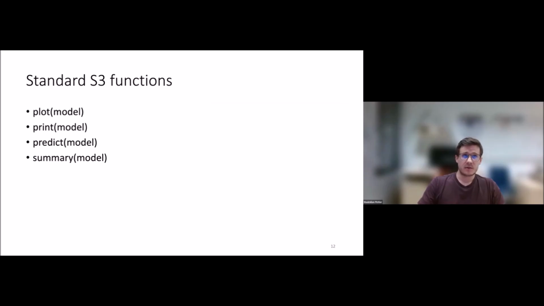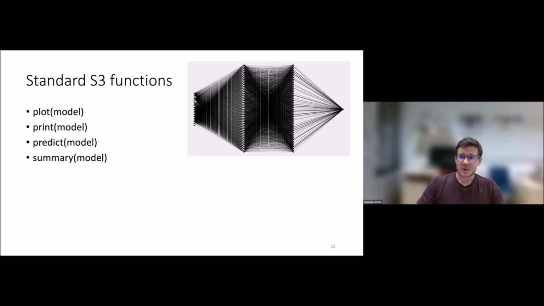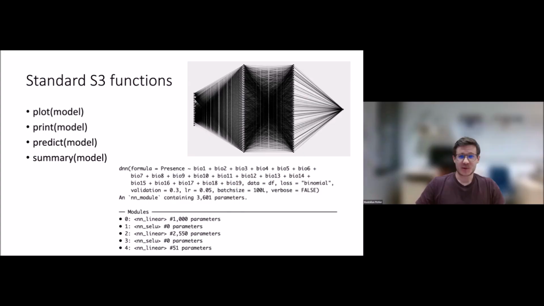And then, similar to the other regression packages, we support all these standard S3 functions like a plot function, which will just plot the trained neural network, which is maybe not so exciting. We can, of course, print the model, we can make predictions, and we can run the summary function to get these XAI effects for our neural networks.